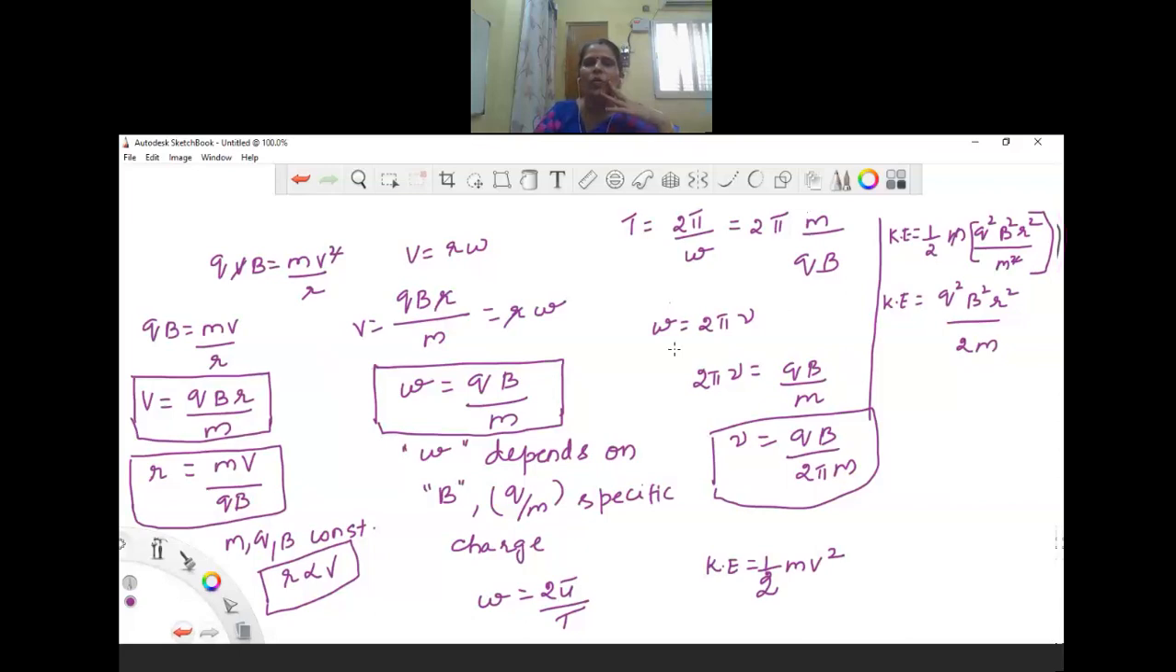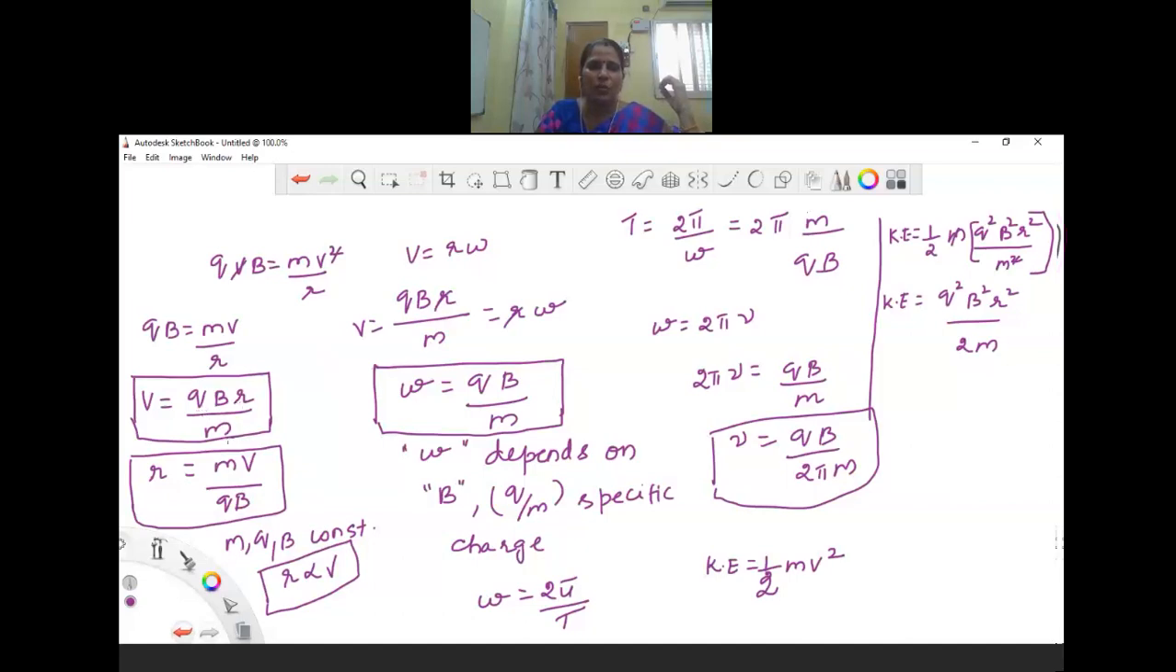Okay, so now look at the time period formula. In the time period formula, we have only mass, charge and strength of the magnetic field. The time period is independent of radius and velocity. Do you have any velocity term here? No. Do you have any radius term here? No. So this is again a very important conceptual question. The time period is independent of radius and velocity, and we also proved that r and v are directly proportional if m, q and B are constant. All these questions are very important, children.